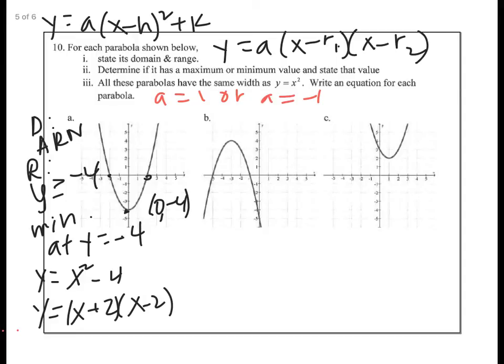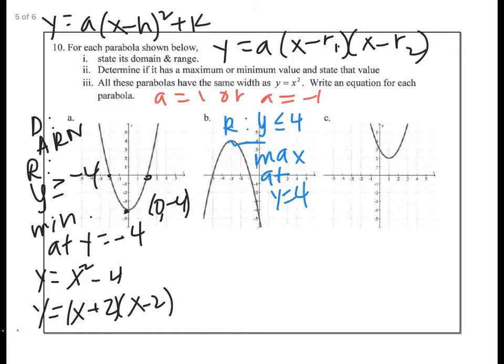Alright, let's look at B. So domain, all real numbers still. Let's do range. So here we actually hit a max. Oh, that's way off. But we hit a highest point in our graph right at the top there. So that's at 4, so that means any other point on the graph has to be less than or equal to 4. Like I just said, that's a max for our graph. That's the highest point it reaches, so it's a max at y equals 4. So that's our answer to part 2.